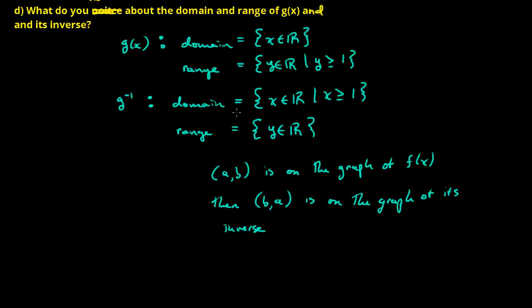So what can we conclude here? Well, let's examine the domain and the range of g of x and its inverse. Notice that the domain and the range for the inverse have just swapped. The domain is the set of x in the real numbers such that x is greater than or equal to 1. The range of g of x was the set of y in the real numbers such that y is greater than or equal to 1. So the range became the domain, and the domain became the range.